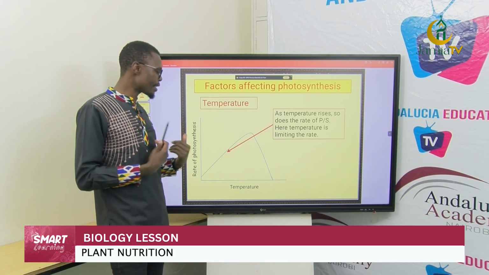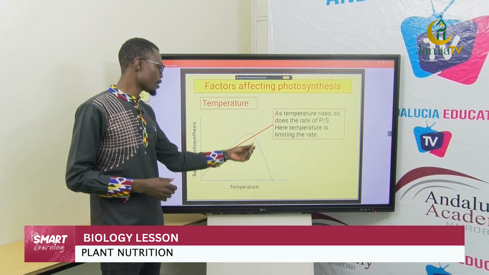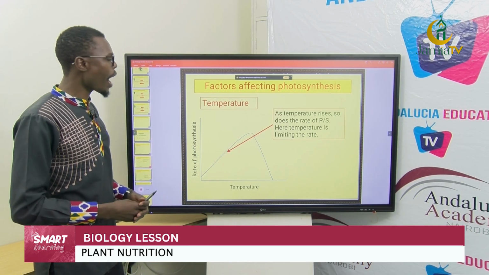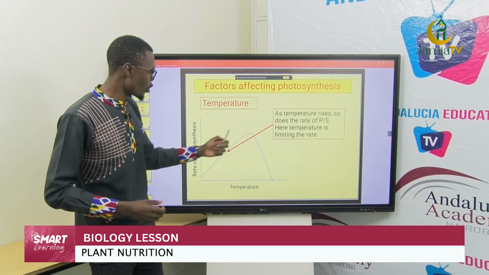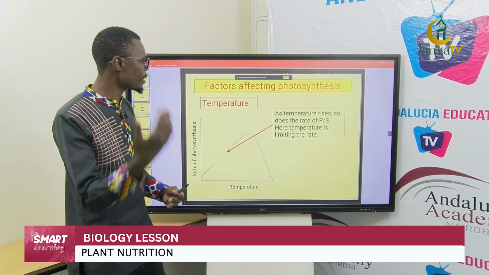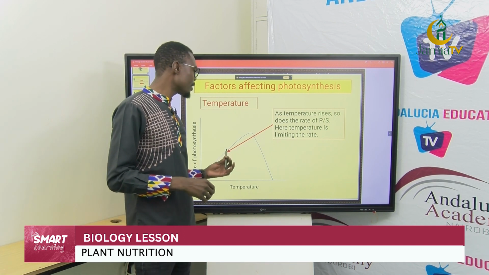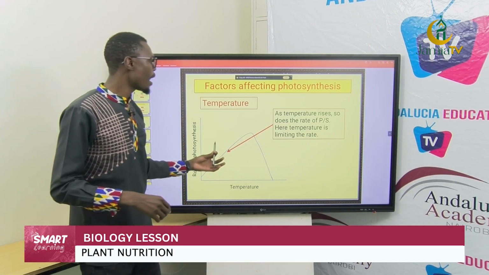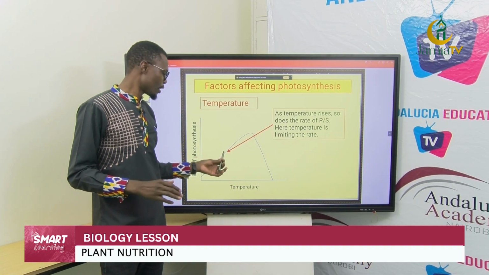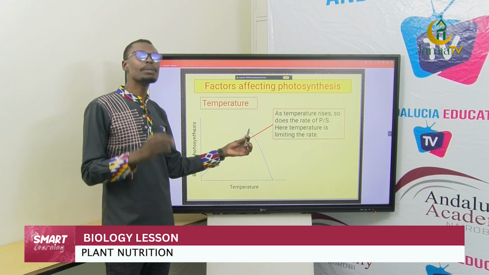As you want to discuss this graph, because you may be asked to discuss the changes in temperature. How does it affect the rate of photosynthesis? So you say as the temperature rises, so does the rate of photosynthesis. At this point, the temperature is the limiting factor until it moves to the optimum point.